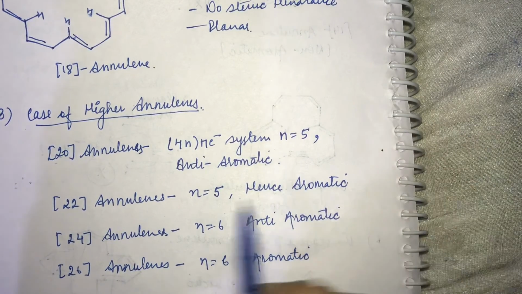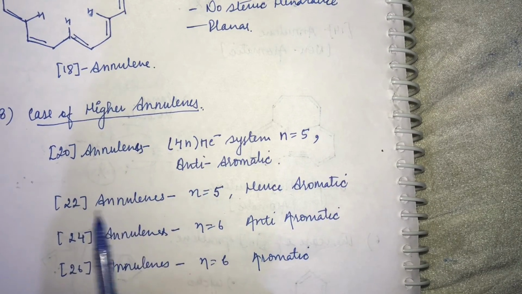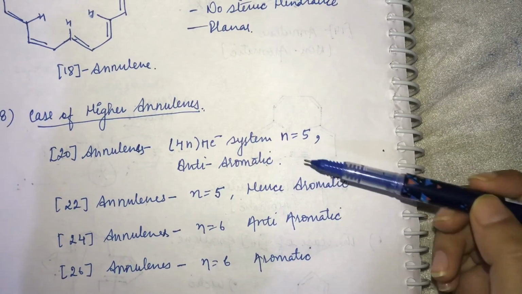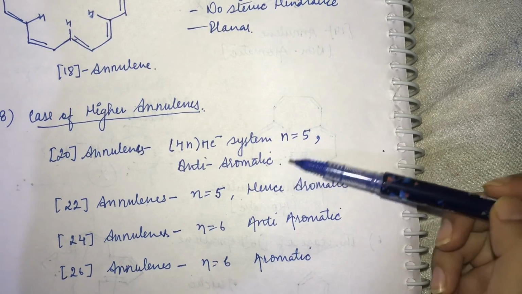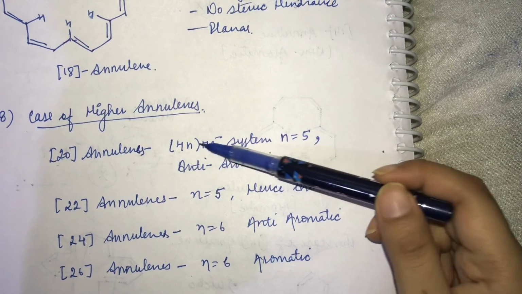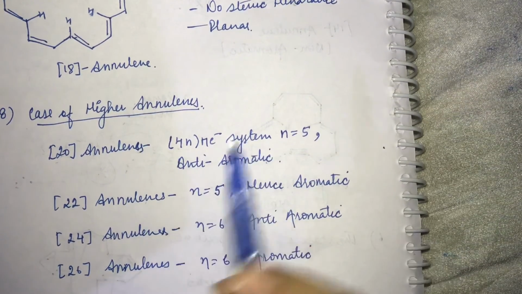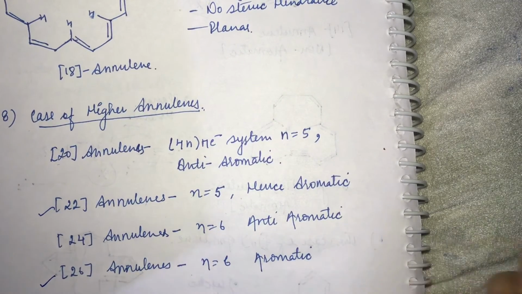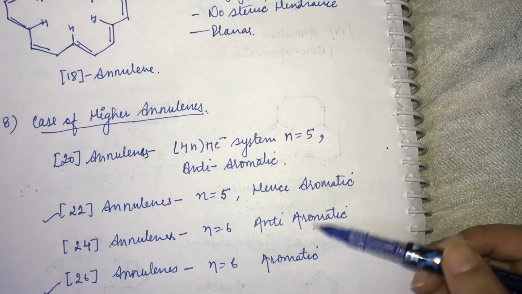And we can see that in order to classify, we have 20 annulene, 22 annulene, 24 and 26 annulene. We simply consider their delocalization system. Since we have n equal to 5 here, this becomes anti-aromatic. After 18 comes 22. After 22 comes 26, which will be aromatic. These are anti-aromatic because Huckel's rule is not being followed here.